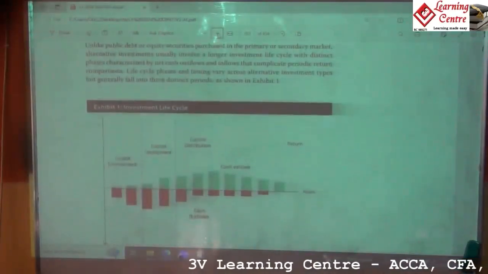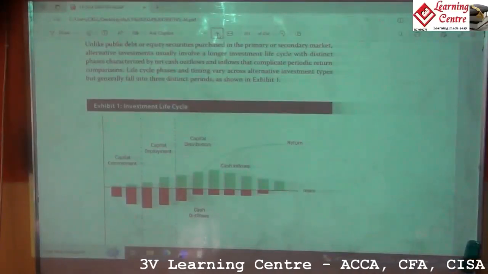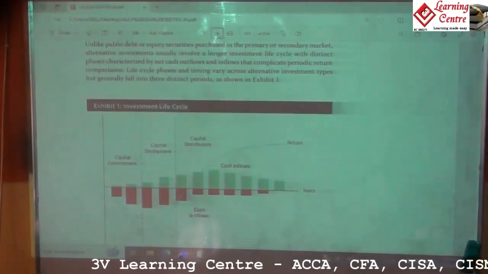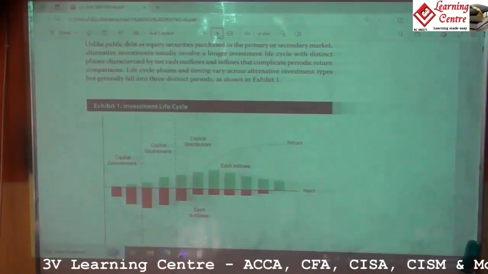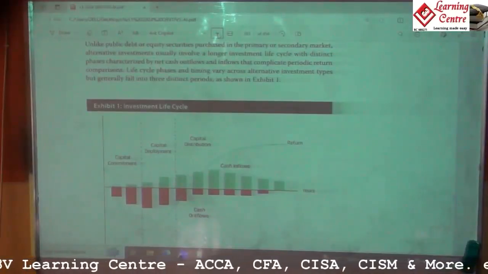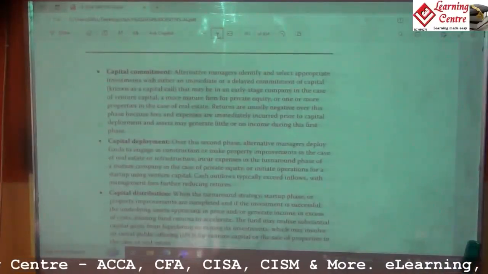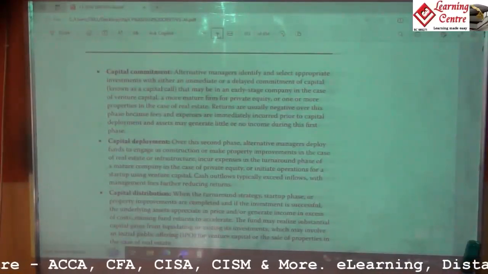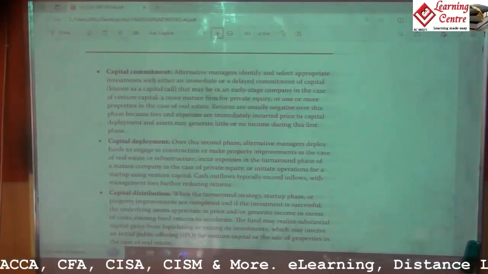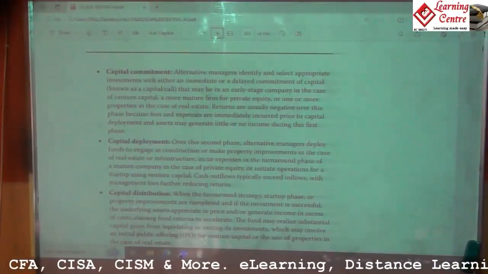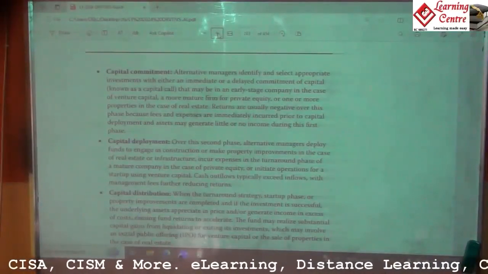The companies start making profit when they start doing capital distribution. It is in that capital distribution stage that the returns start becoming positive. So this is the turnaround strategy, when the startup companies start making enough profits.